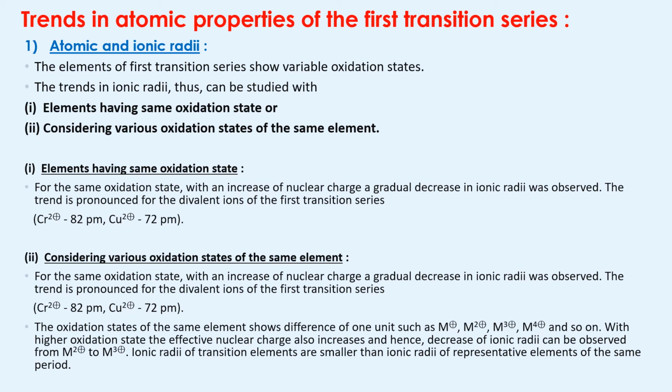Okay. So the ionic radii of a transition element are smaller than the ionic radii of a representative element of the same period. We take the example of chromium also. We see that for M2+ the ionic radii is 82, and for M3+ its ionic radii is 62. Means as the effective nuclear charge increases, their ionic radii decreases.